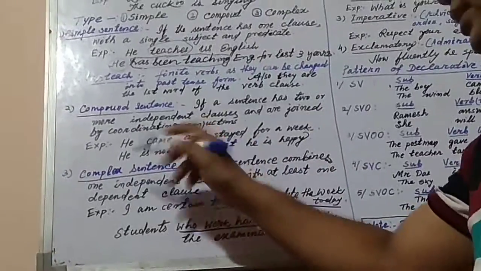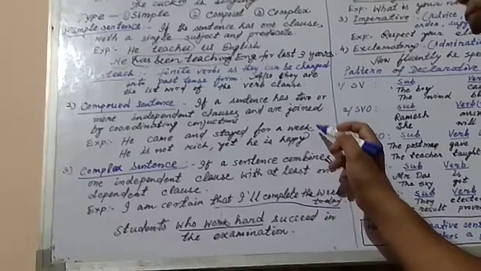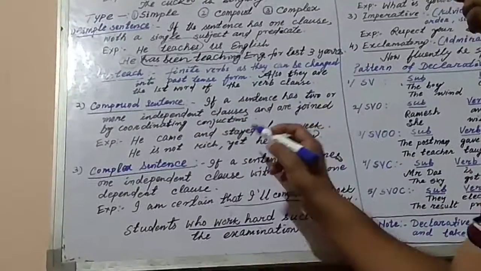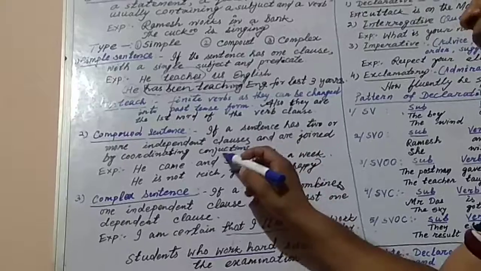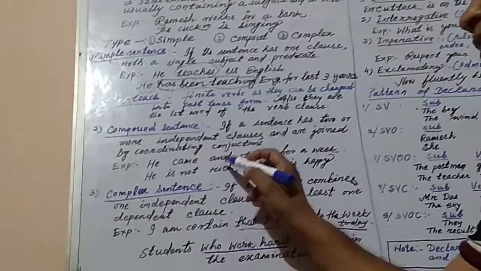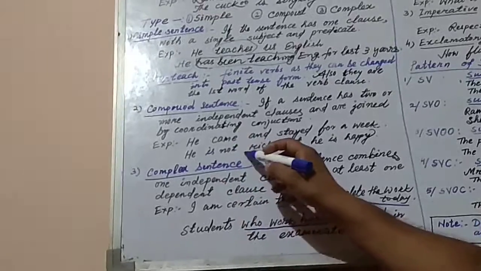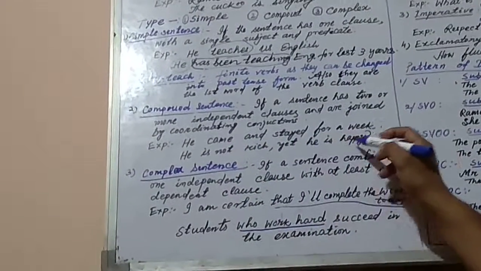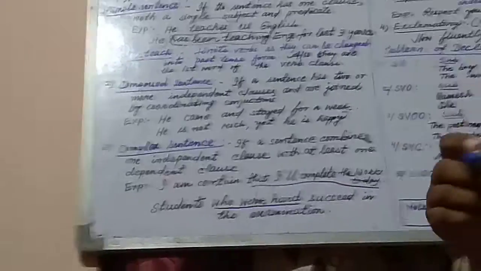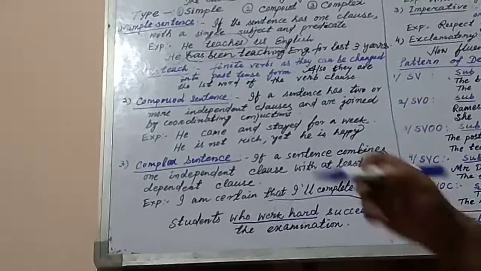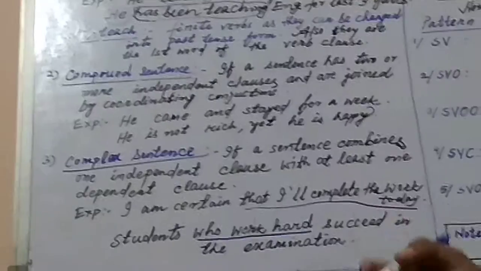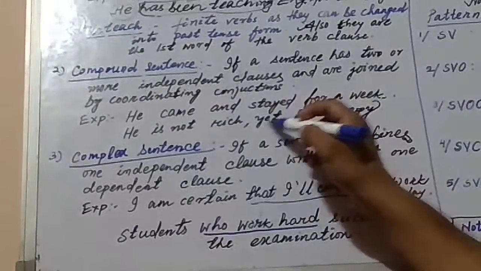He came, one sentence. He stayed for a week, another sentence. This is one independent clause and this is another independent clause. They are connected with the coordinating conjunction and. Likewise, he is not rich, yet he is happy. Here, he is not rich is one independent sentence, and he is happy is also another independent clause. Both are connected with yet.